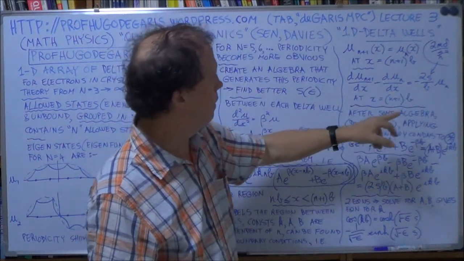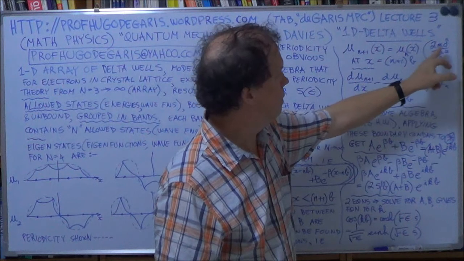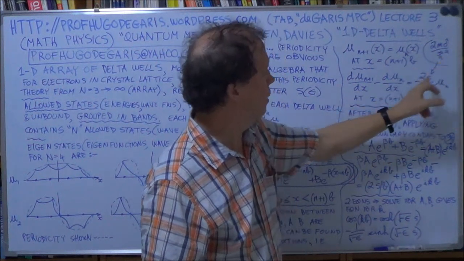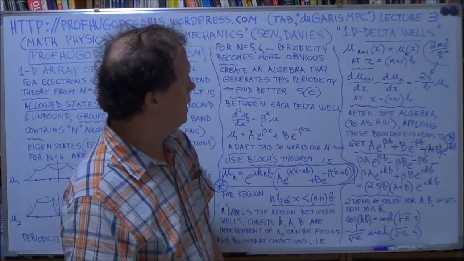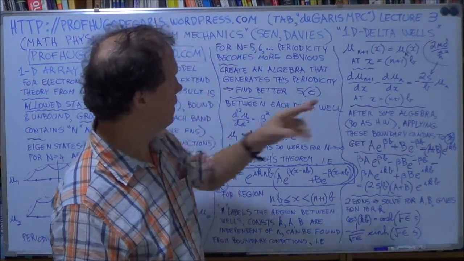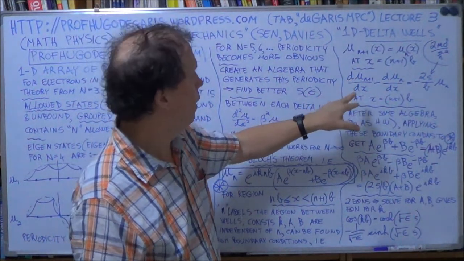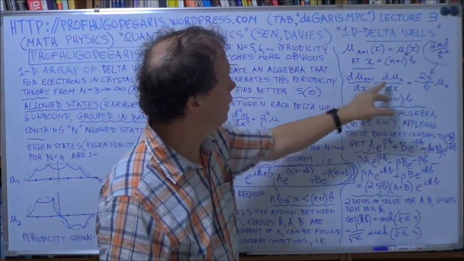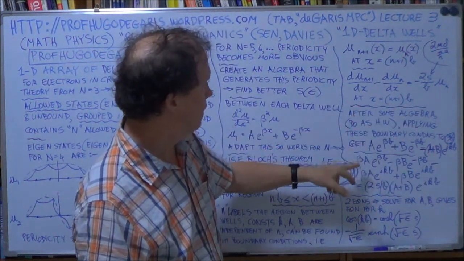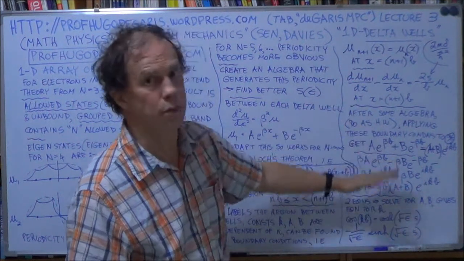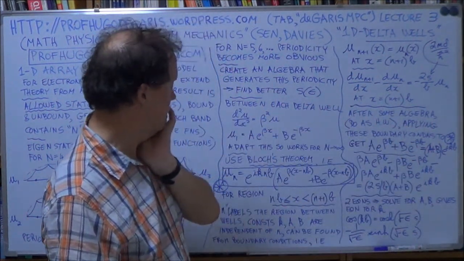And s, remember, was just defined as 2m delta over h bar squared, right? So you have the difference of the gradients from the previous session. So now it's just algebra, and you can do this yourselves, not so hard.